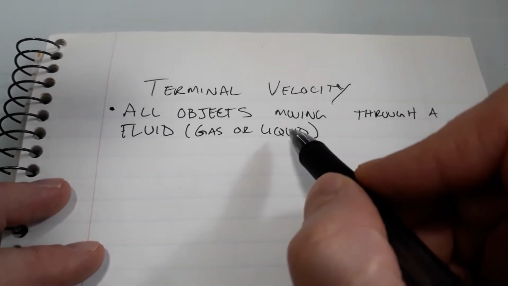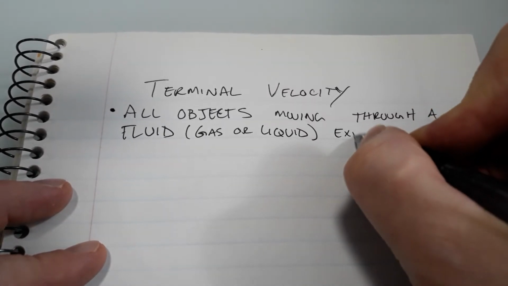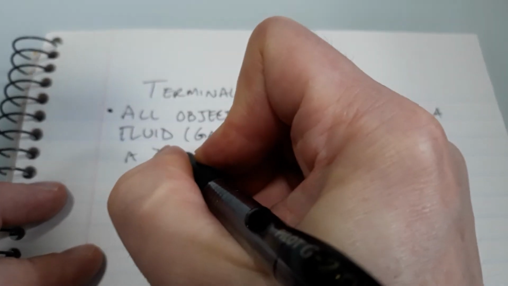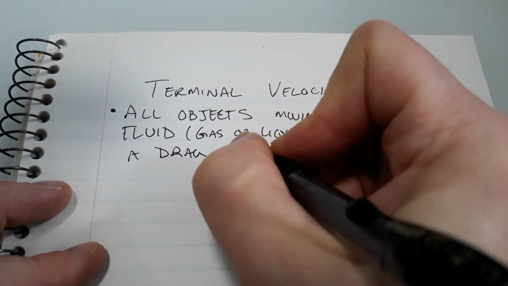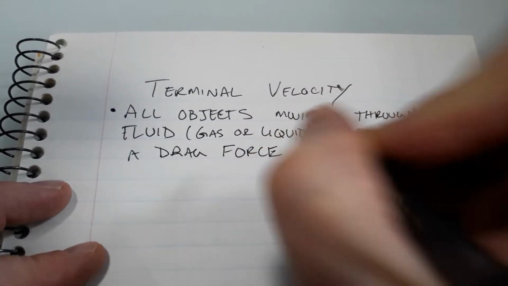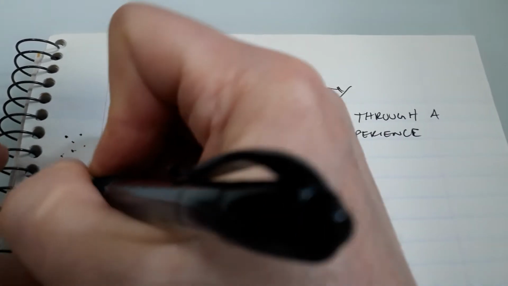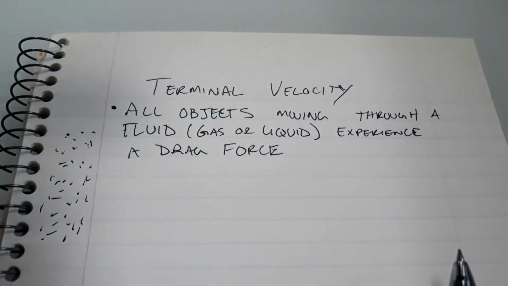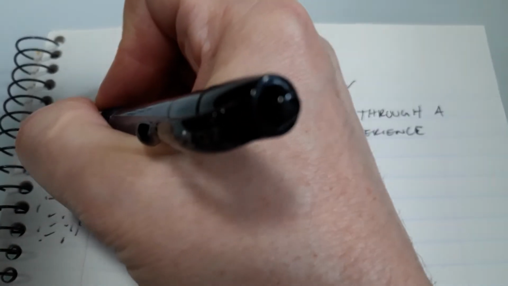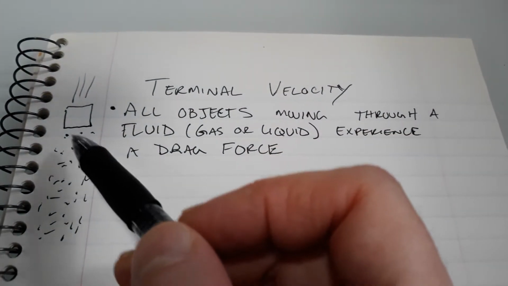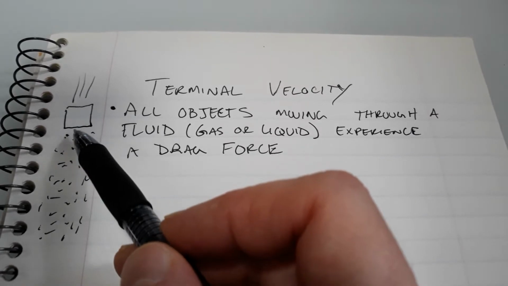And so all objects moving through a fluid experience a drag force. And let's just stop for a second to think about why they experience that drag force. I'm going to draw a little picture here. Let me put a few little dots. Okay, so let's imagine that these are molecules of air and that I drop a box. So the box is falling, and as that box falls, you can see that there are air molecules in the way. Now those molecules cannot go through the box, and the box cannot go through the molecules.